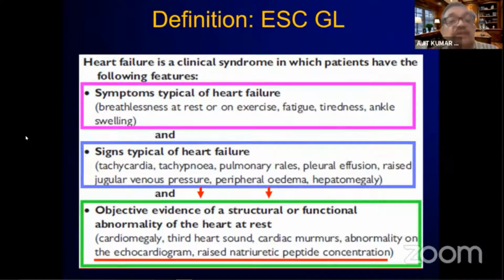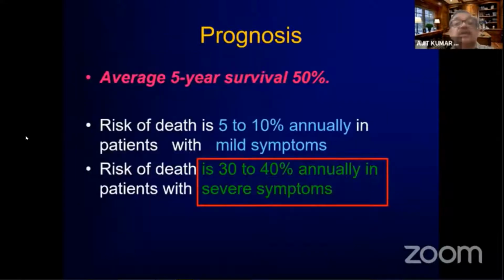Signs typical of heart failure: tachycardia, tachypnea, hepatomegaly, edema, and objective evidence of a structural or functional abnormality of the heart at rest, such as cardiomegaly, S3, cardiac murmurs, abnormal echocardiogram, reduced LV function, ejection fraction, and raised BNP. So remember that it is a clinical syndrome comprising of the symptoms and signs of heart failure and the objective evidence of LV dysfunction.